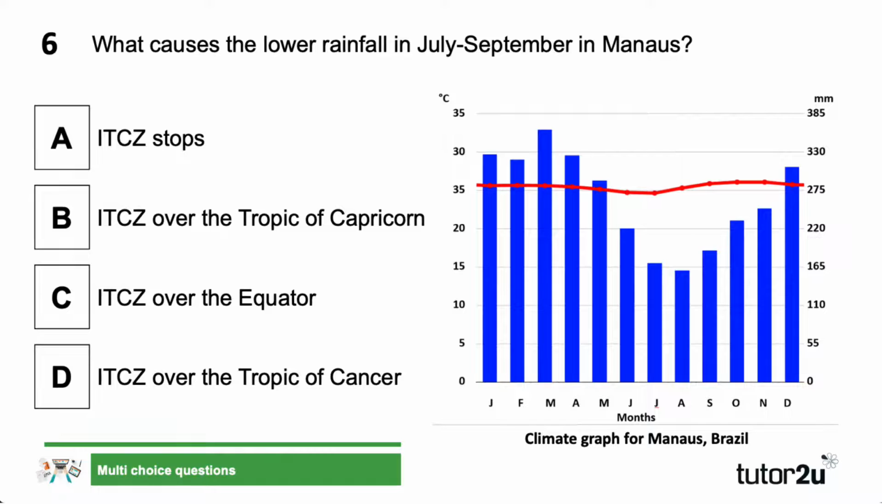All of those questions mention the ITCZ. You should know the ITCZ is the Intertropical Convergence Zone. So which of those statements about it is correct?